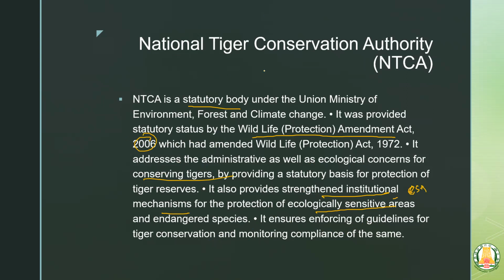So the National Tiger Conservation Authority will control the institutions which are handling the tiger. It will also regulate all the works in the tiger reserves or wildlife sanctuaries or national parks.